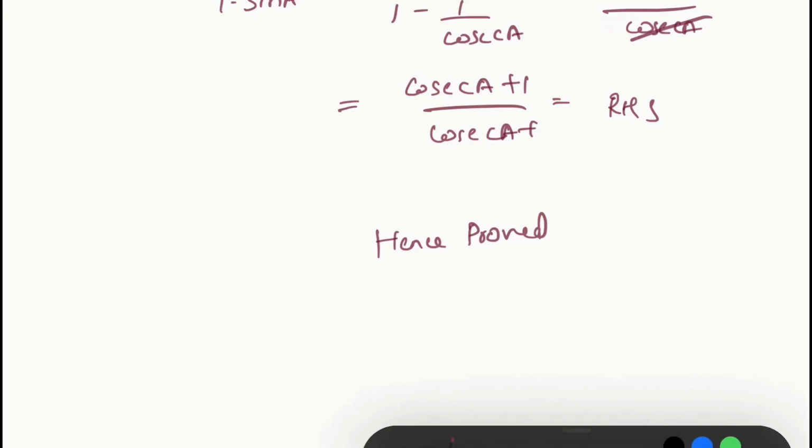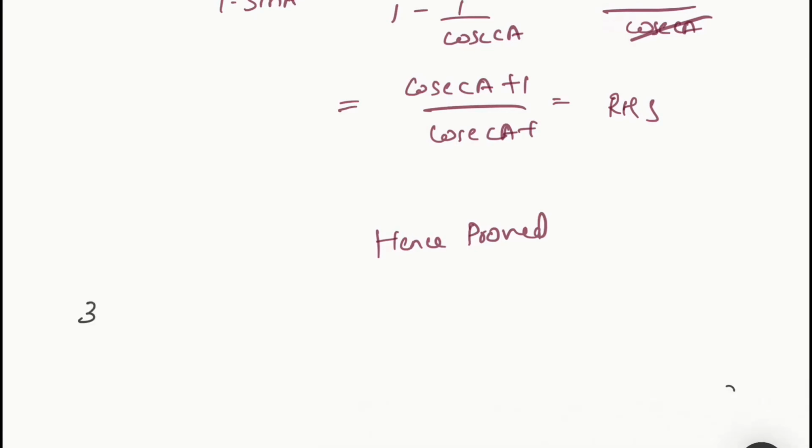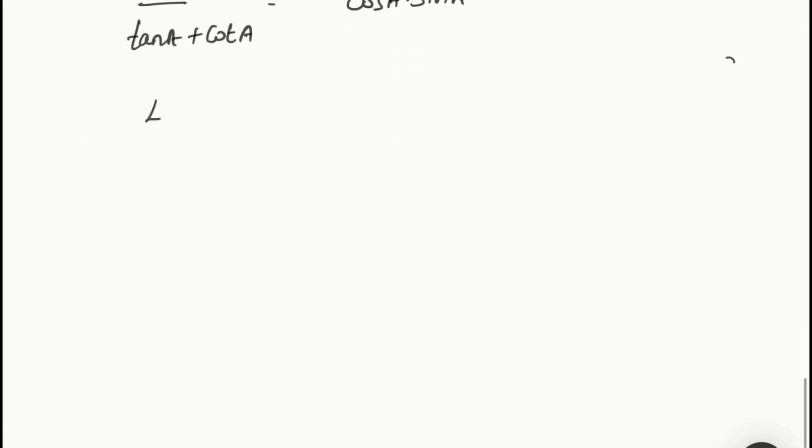Now coming to the third question. Question number 3. We have a different type. 1 by (tan A plus cot A) equal to cos A sin A. Okay. So let me start with the LHS itself. It's better to start with the complicated part. So the complicated part is the LHS, 1 by (tan A plus cot A).